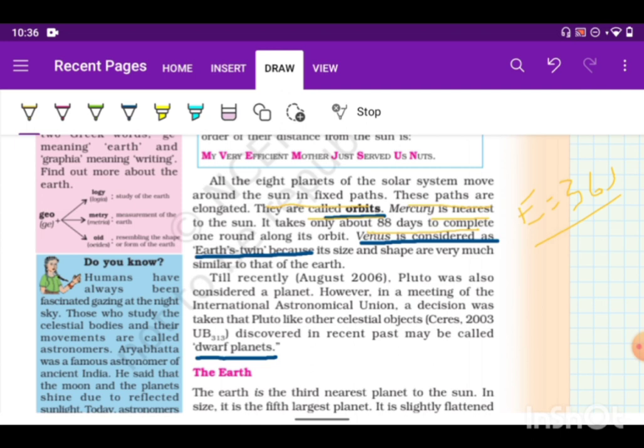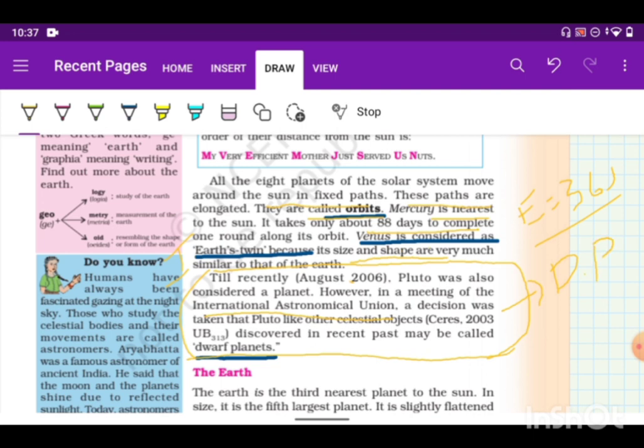Venus is considered Earth's twin. This is very important, so note it down. Which planet is considered Earth's twin? There might be a question in the exam. It is Venus, because its size and shape are very much similar to the Earth. As I said earlier, till 2006 Pluto was considered a planet. But recently, with the International Astronomical Union's decision, it was classified as a dwarf planet.